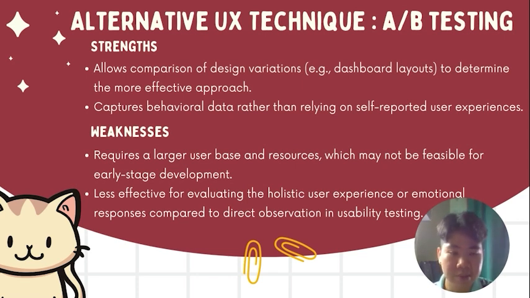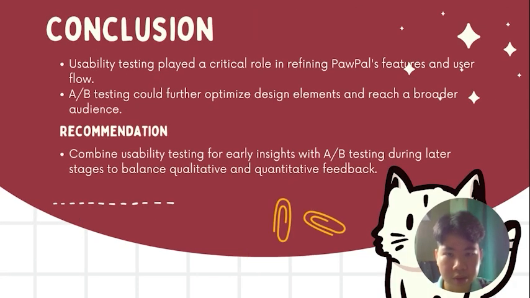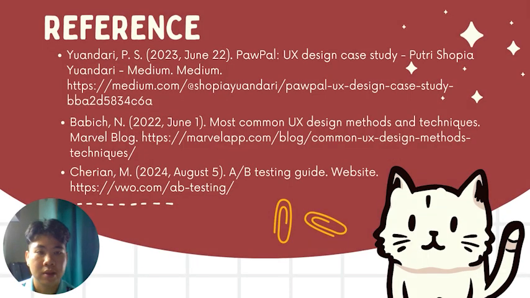For the last part, the conclusion: I think usability testing plays a critical role in refining Popol's features and user flow, and A/B testing helps further optimize design elements and reach a broader audience. My recommendation is to combine usability testing for early insight with A/B testing during later stages to balance qualitative and quantitative feedback. This is my reference list for the whole case study.